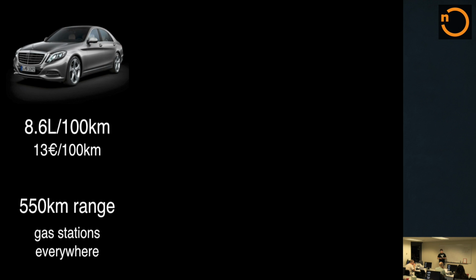So if you compare these three cars, you see that this Mercedes is a traditional luxury car. I don't know how to do miles per gallon, so it's 8.6 liters per 100 kilometers. It's costing like 15, 16 bucks per 100 kilometers. So it's pretty expensive to drive. But at the same time, you have great range. You can basically drive from coast to coast because there are gas stations everywhere.